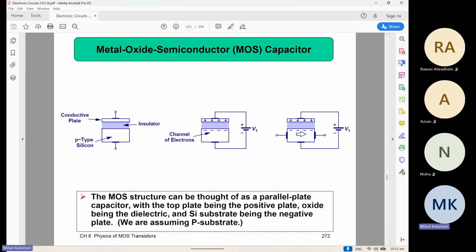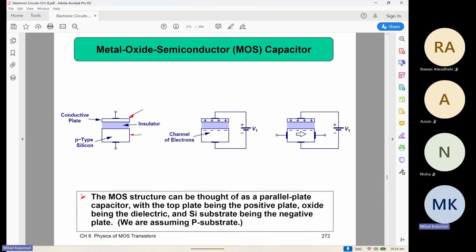So the MOSFET consists of a semiconductor, an insulator, and then a metal contact on top of the insulator, which basically makes a metal oxide semiconductor capacitor, right? Because you have two conductive plates around an insulator, so it forms a capacitor. And the MOS is coming from the metal oxide semiconductor.